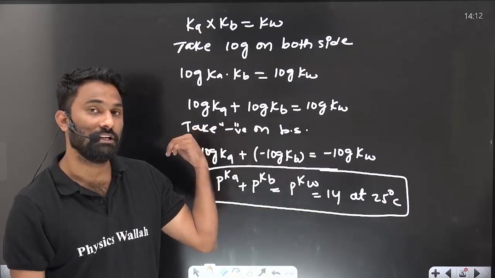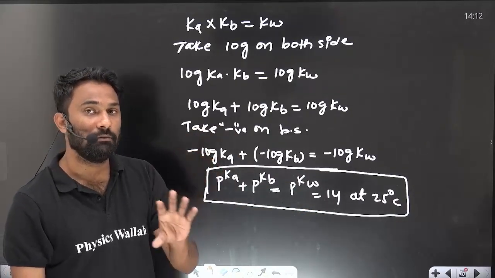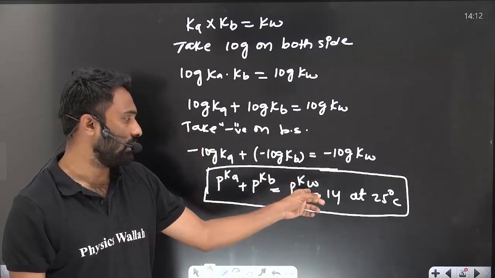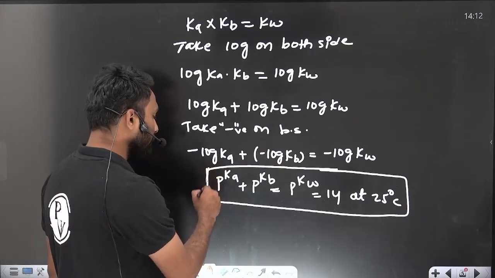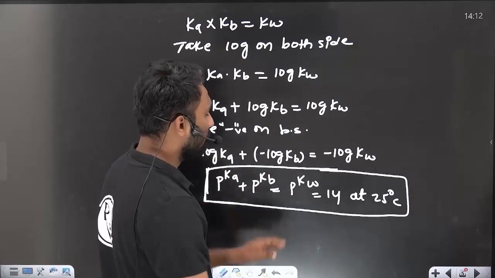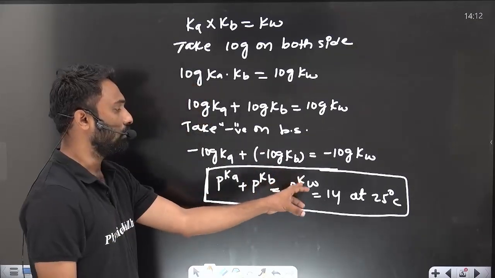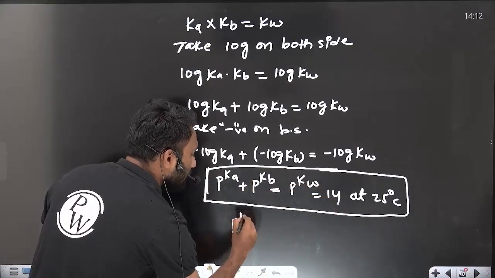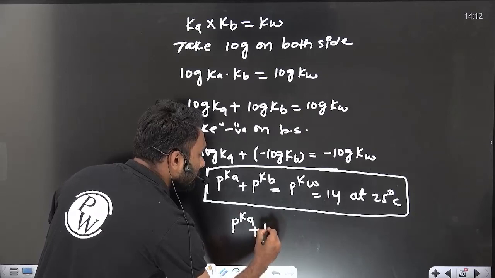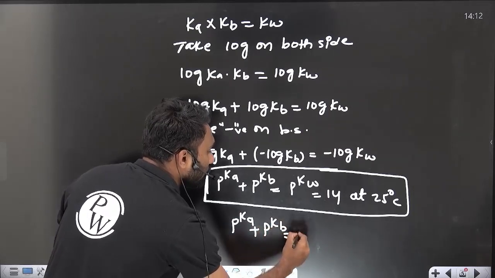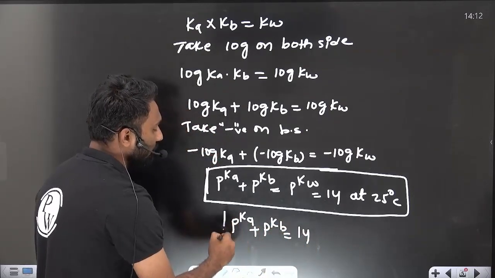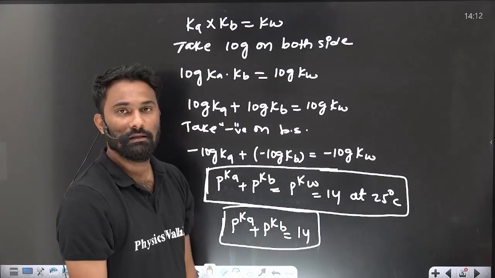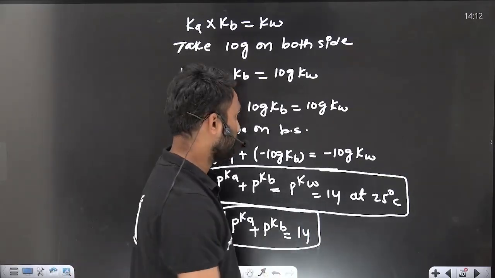That we have seen in lecture number 1. Now if you have missed anything, you can go and see lecture 1. Okay, this is the relationship between pKa and pKb equal to pKw. Now pKw at 25 degrees is equal to 14, which means pKa plus pKb is equal to 14. This also we can write. Okay, is it clear?